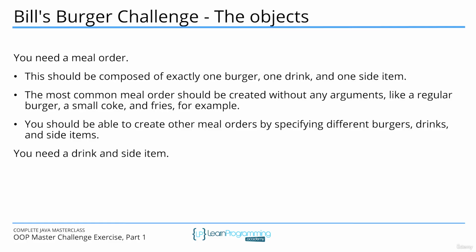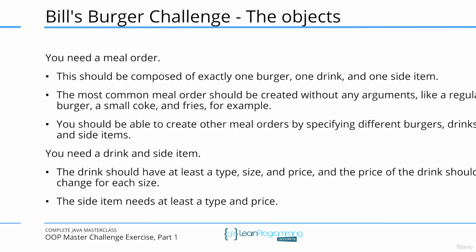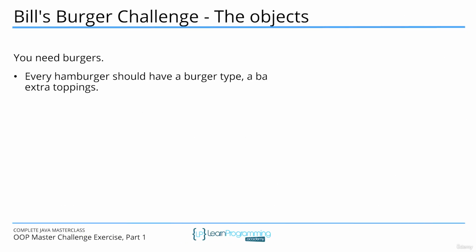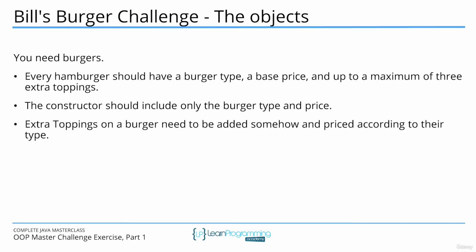You need a drink and side item. The drink should have at least a type, size, and price, and the price of the drink should change for each size. The side item needs at least a type and price. You need burgers. Every hamburger should have a burger type, a base price, and up to a maximum of 3 extra toppings. The constructor should include only the burger type and price. Extra toppings on a burger need to be added somehow and priced according to their type.